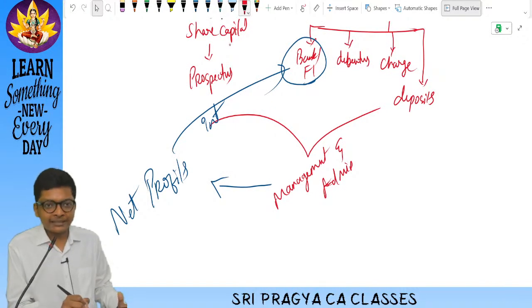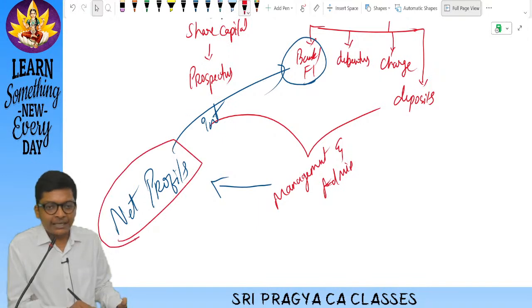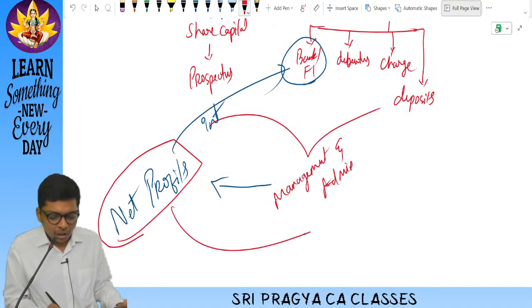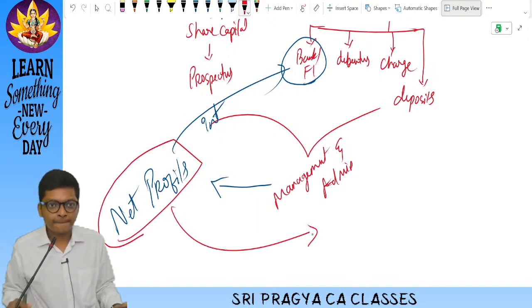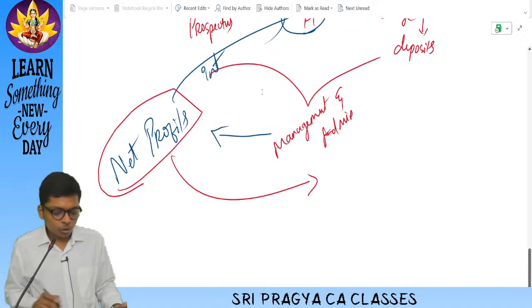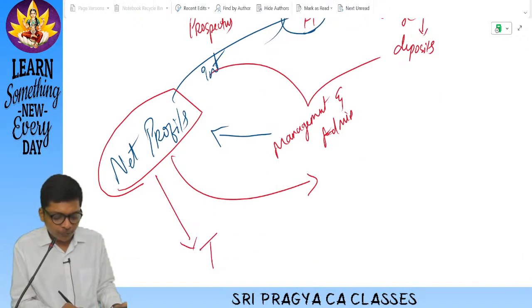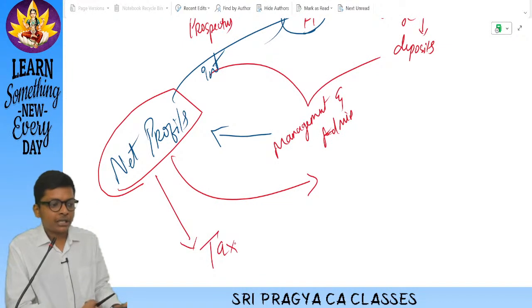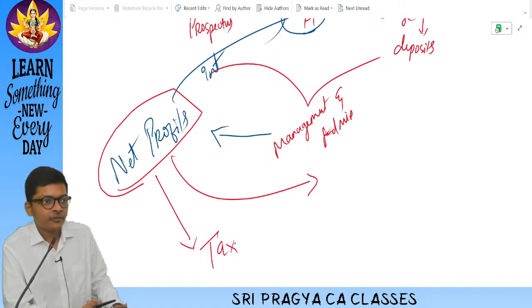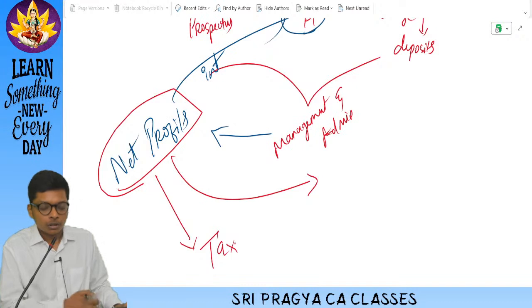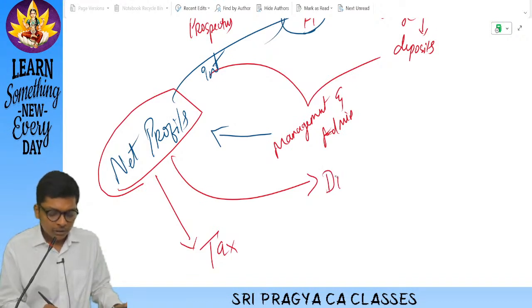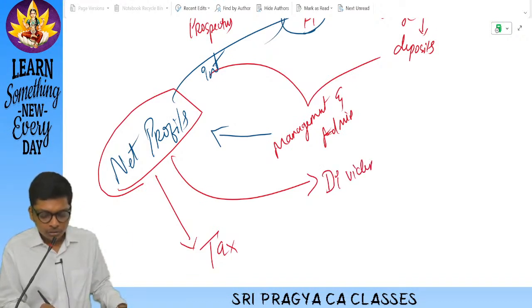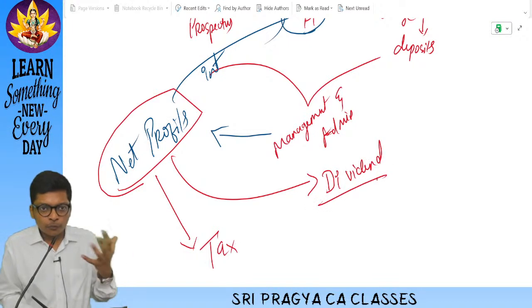Are you following, guys? So after paying the government, then you will pay yourself. What will you pay yourself? So from the net profits, you are going to pay tax to the government and you will pay yourself. You will pay yourself money. That's called dividend that you are going to pay yourself.